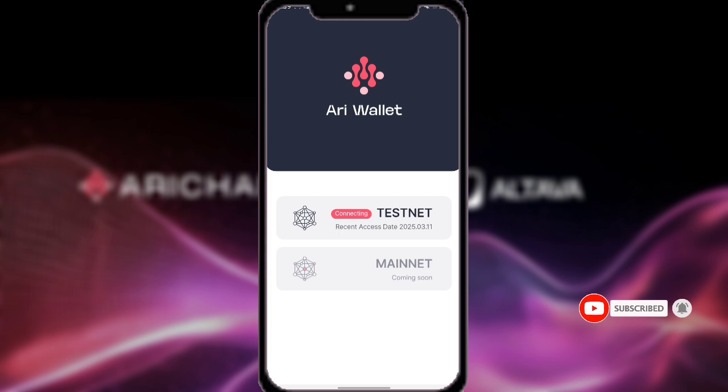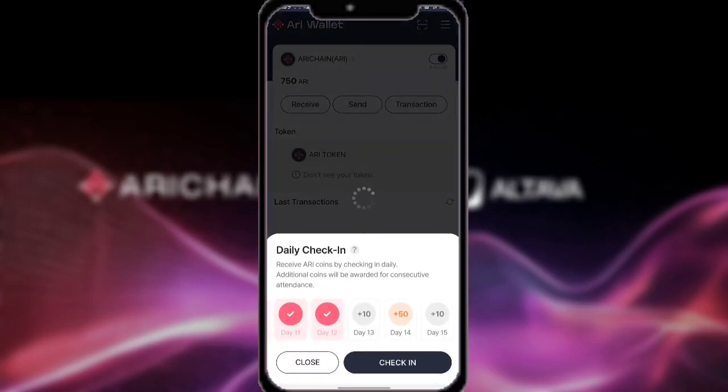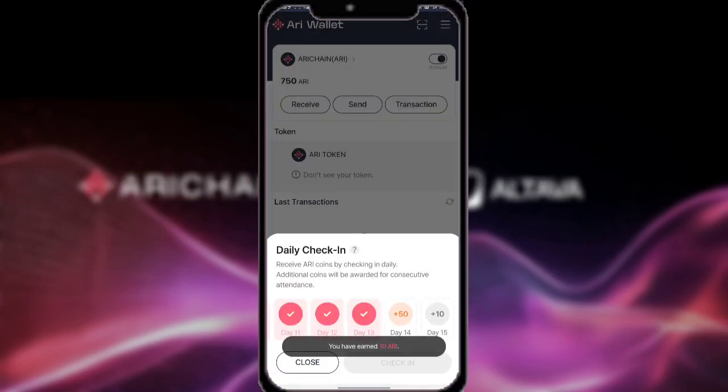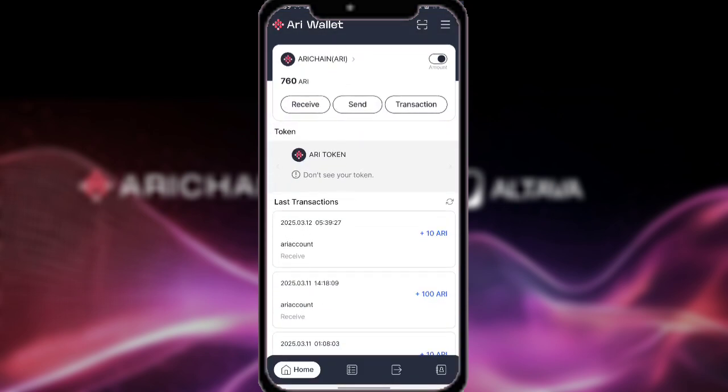So let's go direct. Let's start with testnet. So here we are in testnet. So let's claim our daily point. Yes, that's great. So let's go and claim our daily quiz for ARI wallet.